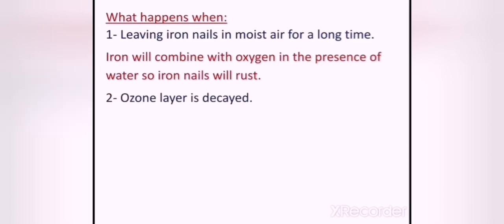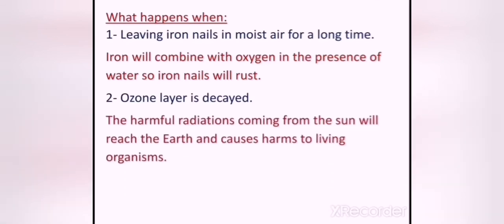Number 2, the ozone layer is decayed. What happens if the ozone layer is decayed? Decayed means damaged. Yes, all the harmful radiations coming from the sun will reach our planet, reach our Earth, and cause harm to the living organisms.